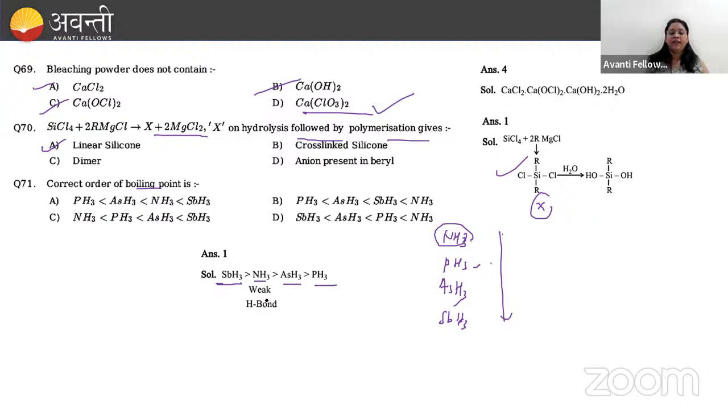Okay, so here there is weak hydrogen bonding present in NH3, and that's why it shows more boiling point as compared to arsine and phosphine. Okay, and if water is present, then water will have the more boiling point than these respective compounds. So this is all about this problem. So here the answer will be Option A. Okay, Option A.